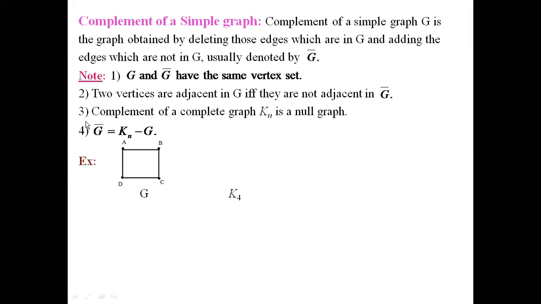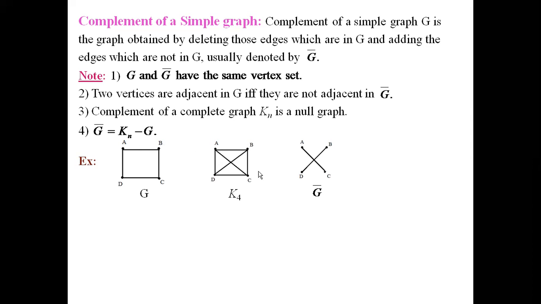Suppose we wish to draw the complete graph K4 on these four vertices A, B, C, D. K4 is this, joining all the vertices by an edge, meaning there should be an edge between every pair of vertices in the graph K4. Then the complement of G is obtained as Kn minus G. So K4 minus G gives us G complement.